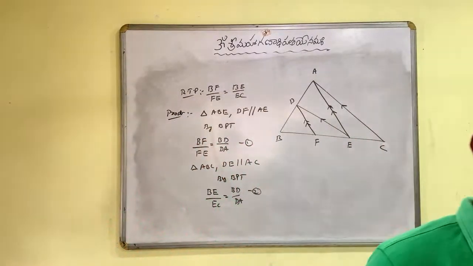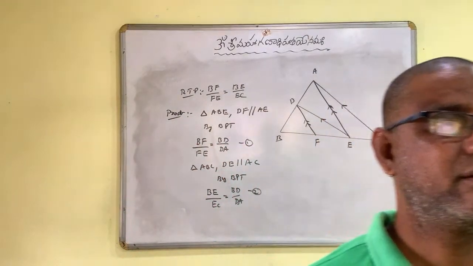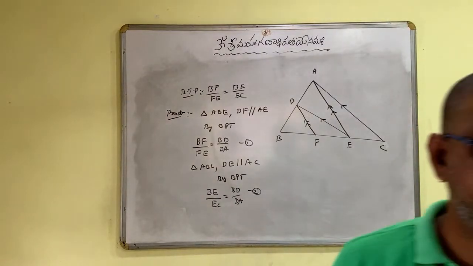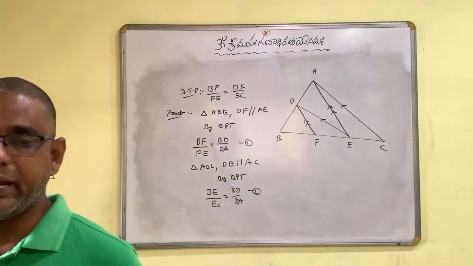Yeah. From 1 and 2, BF by FE equal to BE by EC.